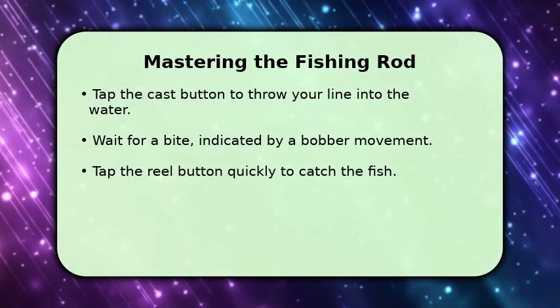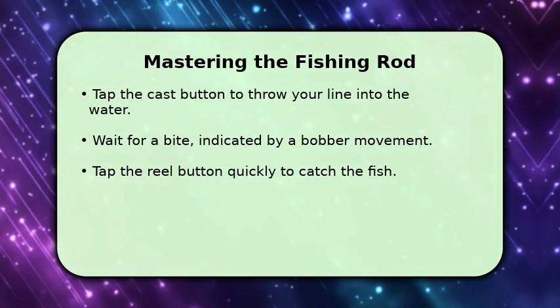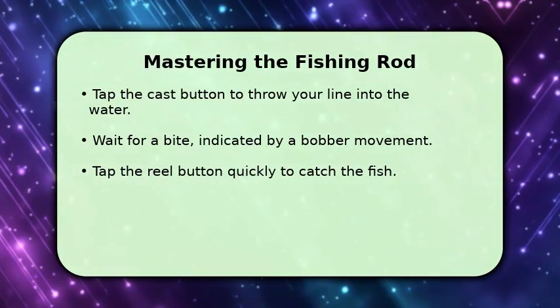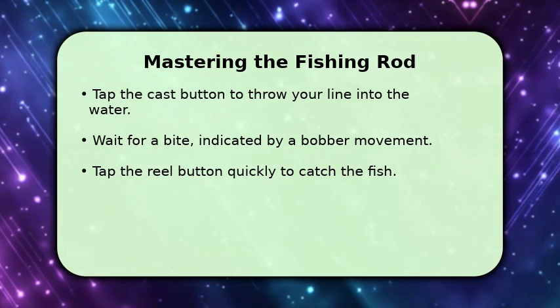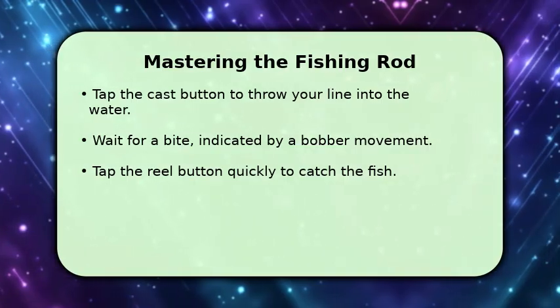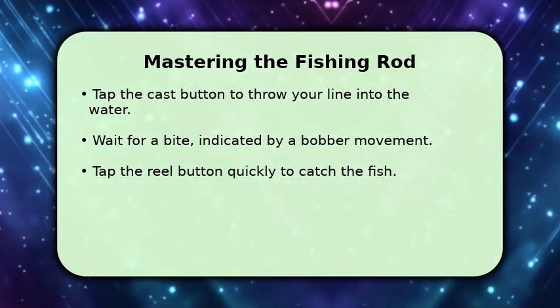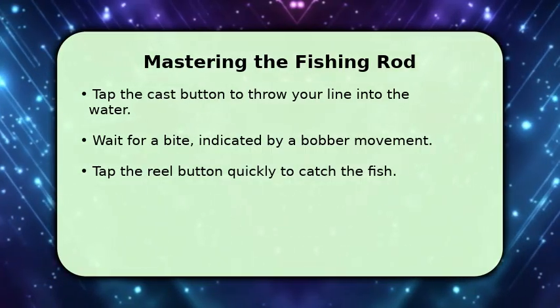Now let's get to the core of the game, fishing. Once you're near water, tap the cast button to throw your line. Watch your bobber closely. When it dips or moves, that means you have a bite. At that moment, quickly tap the reel button to pull in your catch. Timing is key here, so practice makes perfect. You'll be reeling in a variety of fish in just a few attempts.